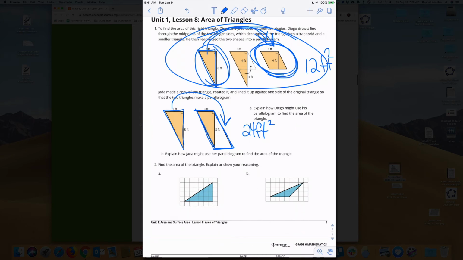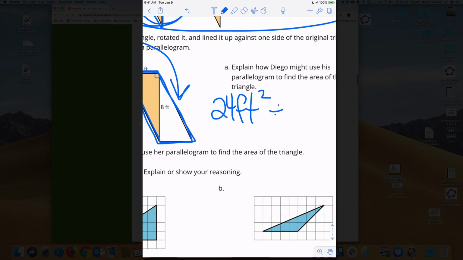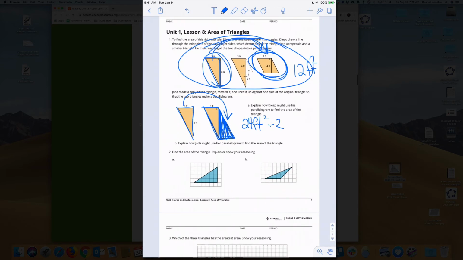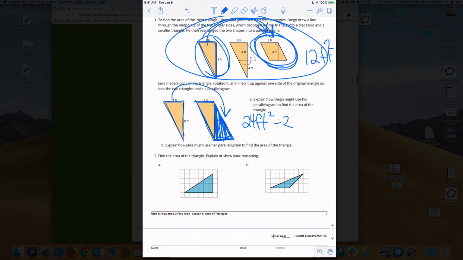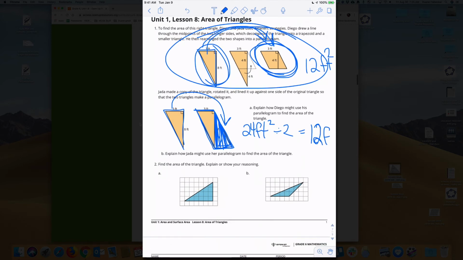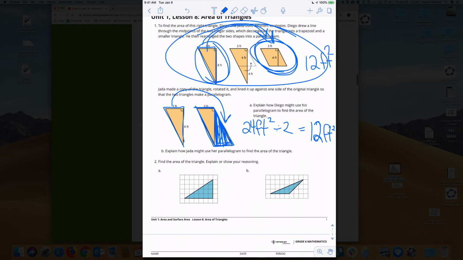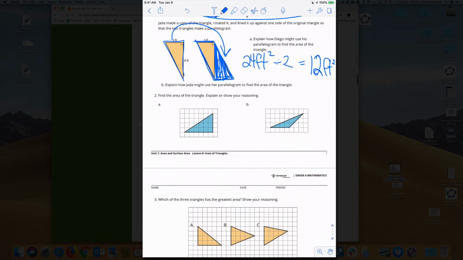But now she's going to have to divide by 2 because she doubled the original area by putting in this extra triangle here. So that's why she has to divide, because she kind of doubled the area. All right, so they both get the same answer, but they have to handle that parallelogram in a different way. So 2A, find the area of the triangle.